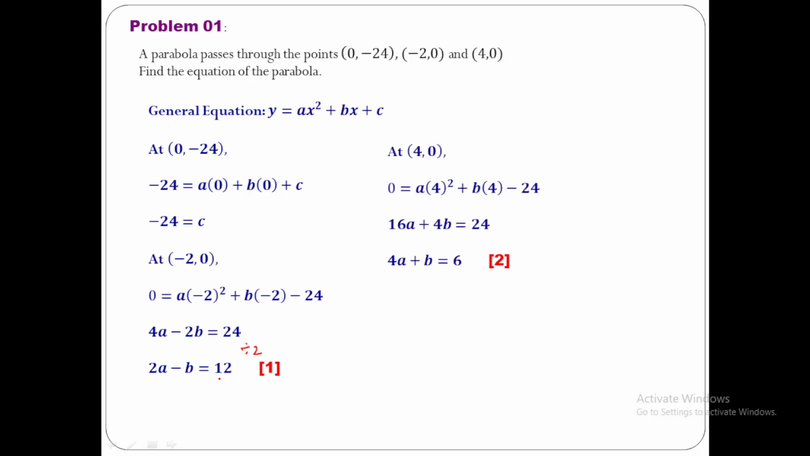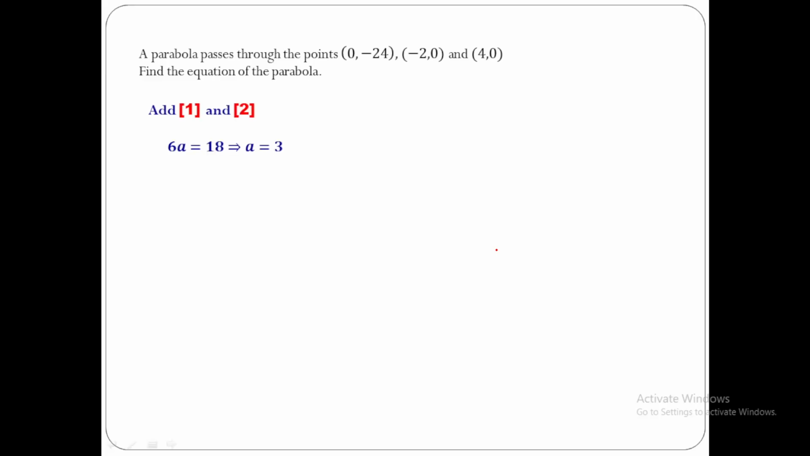Then we can use the third point (4, 0). That is, x squared is 4 times 4 which is 16, so 16a, and bx is 4b, so 16a plus 4b equal to 24. Then we can divide this equation by 4 to get 4a plus b is equal to 6. Now we have the two equations: one is 2a minus b is equal to 12 and the other equation is 4a plus b is equal to 6. Now let's add these two equations and find the value of a.